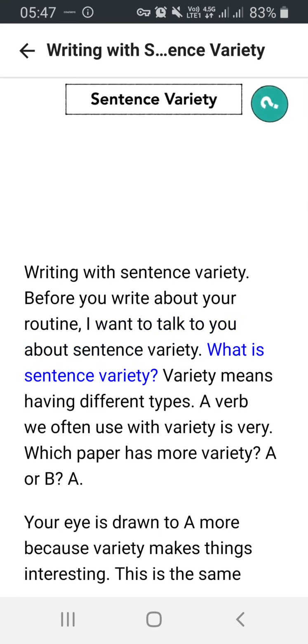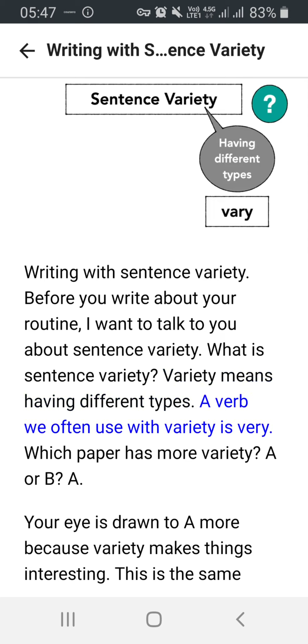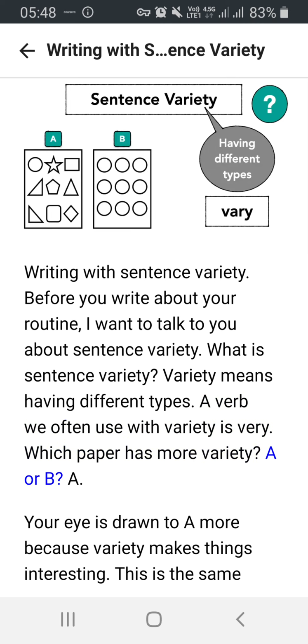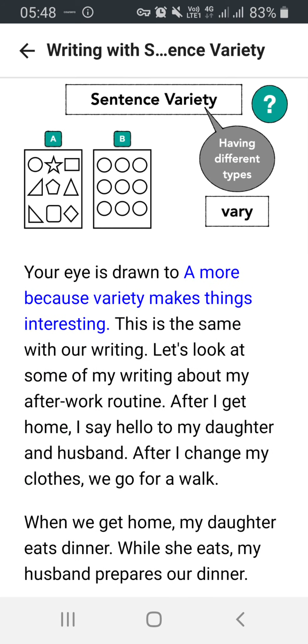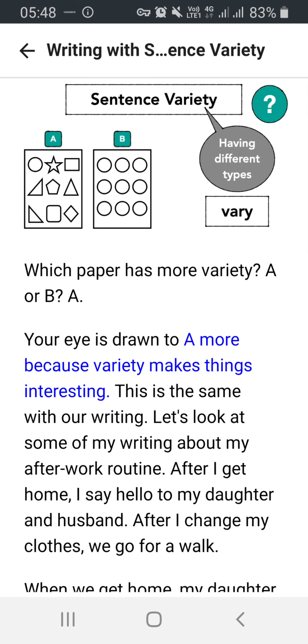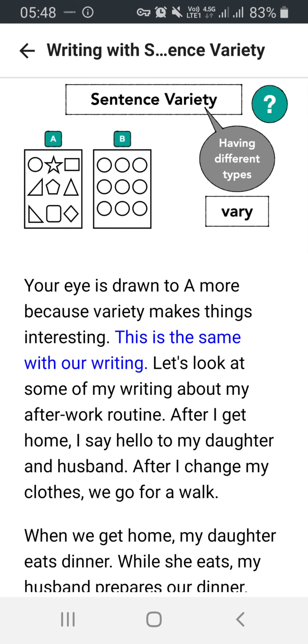What is sentence variety? Variety means having different types. A verb we often use with variety is vary. Which paper has more variety, A or B? A, right? Your eye is drawn to A more because variety makes things interesting. This is the same with our writing.